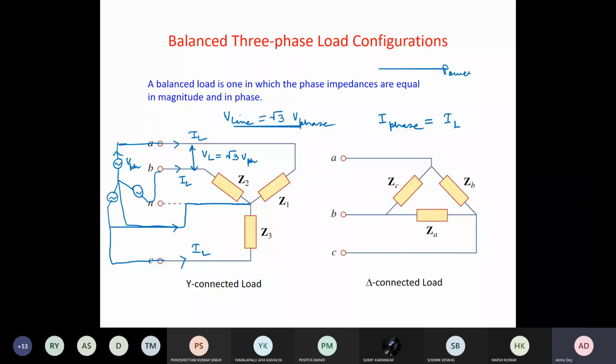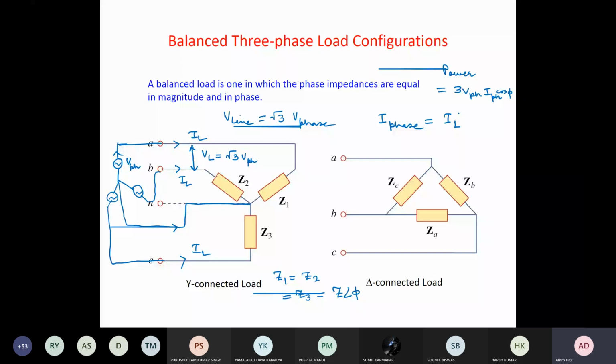Power consumption is equal to 3 into V phase into I phase into cos phi. If you are using a load where Z1 is equal to Z2 is equal to Z3 is equal to Z angle phi, then cos phi will be the power factor that you have to take care of. And then here you can always write in terms of VL IL.